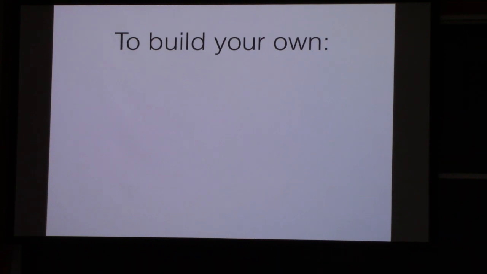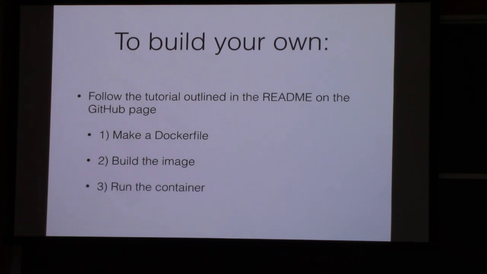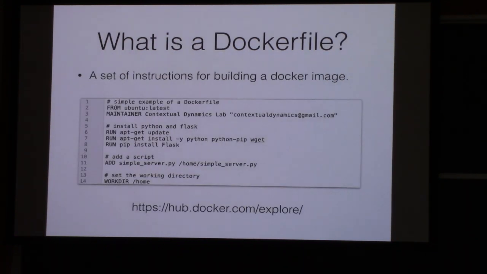So the true basics of building your own image: you could potentially follow the tutorial that I've outlined in the README on the GitHub page, but it boils down to 3 steps. You make a Docker file, which is really just a text file. You build the image, and then you run the container from that image. So what is a Docker file? It's really just a set of instructions for building a Docker image.